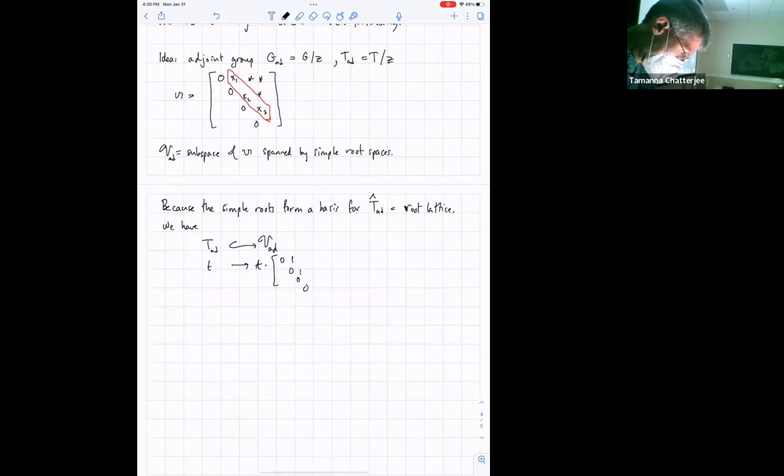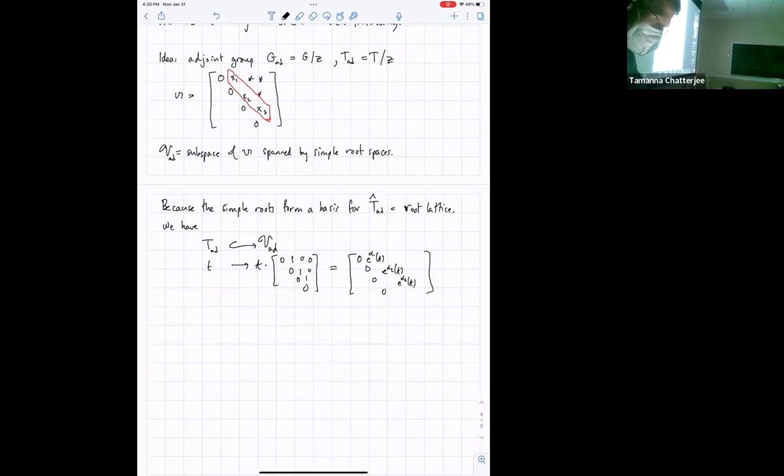I'm just going to take T and act on this vector. And when I act on this vector, I might write this as e to the alpha 1 of t, the first root, e to the alpha 2 of t, and e to the alpha 3 of t. But it's just acting by the root characters of the roots on that torus.